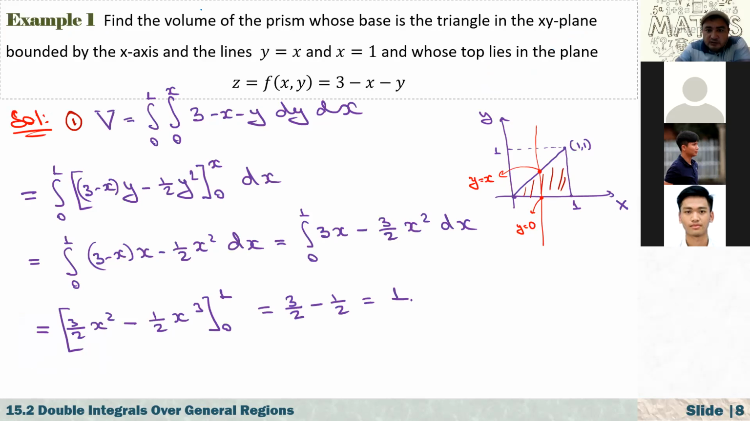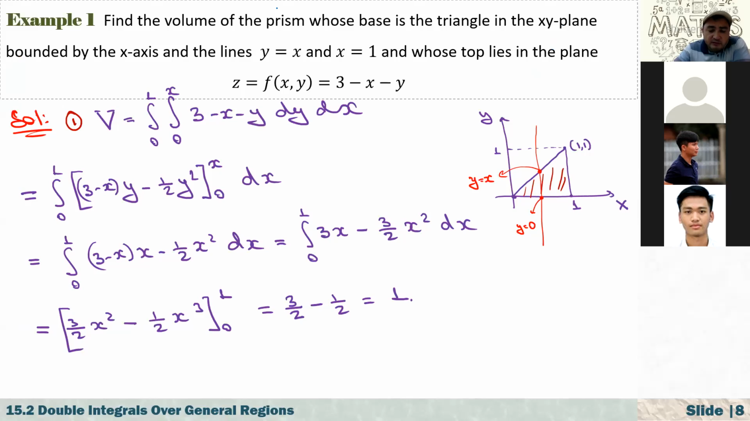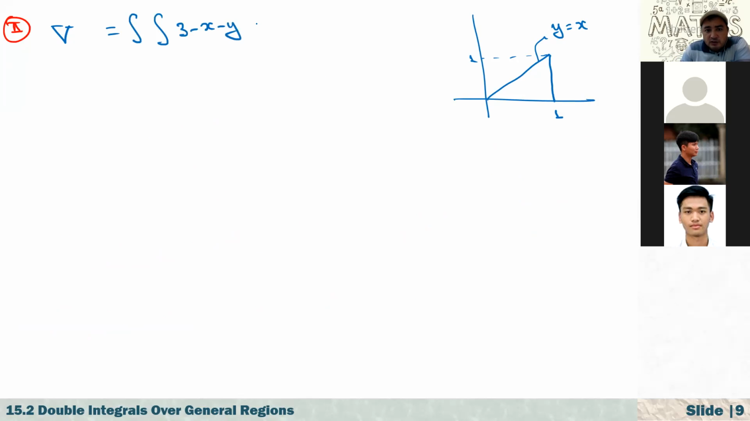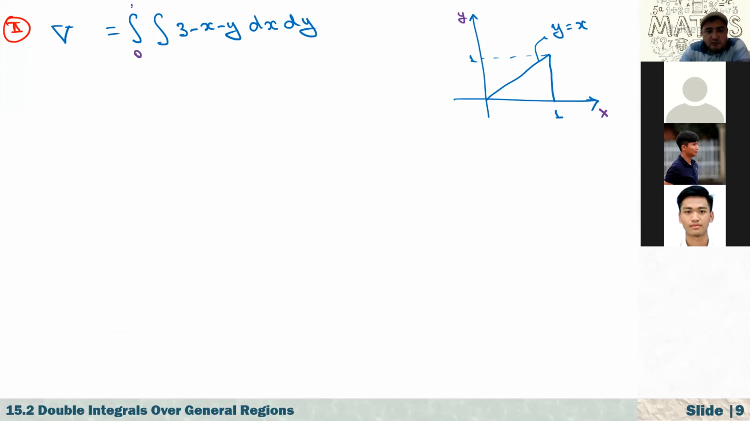Here our function is 3 minus x minus y. In the first case, we integrated with respect to y, but now I want to integrate first with respect to x, then y. So now y is changing from 0 to 1. As you see here, 0 to 1 contains all the horizontal lines that you draw parallel to the x-axis. So y is changing from 0 to 1.